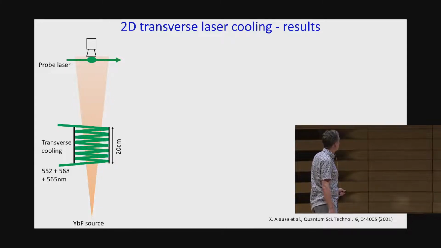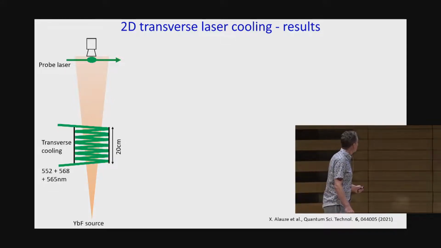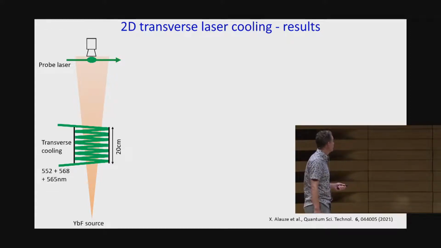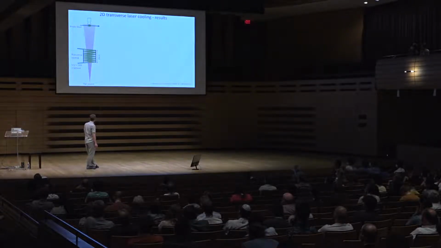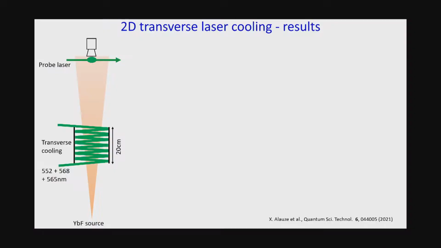So here's a simplified version of the experiment where the molecular beam just passes through this region of 2D transverse cooling. There's a sheet of light in the plane of the screen here, and another sheet of light perpendicular to the plane of the screen, so we do the cooling in 2D. And then the molecules travel along a little bit, and finally we measure their density distribution by laser-induced fluorescence detection on a CCD camera. And again, we do that in 2 dimensions. So there's a probe laser in the plane of the screen and another one perpendicular to the plane.